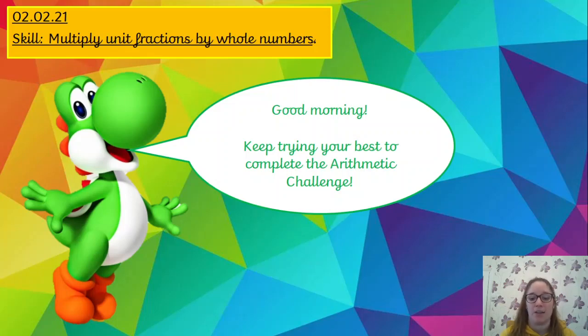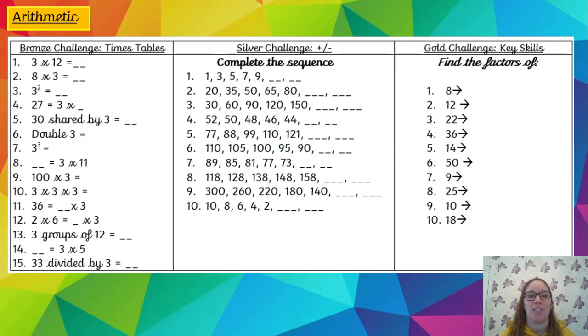Okay, so let's start with our arithmetic challenge. You've got your 3 times tables. You've got to complete the sequence. Okay, and then finding the factors. So you might want to draw factor rainbows to remind you. Okay, so good luck with those. Take your time and come back when you're ready for the answers.